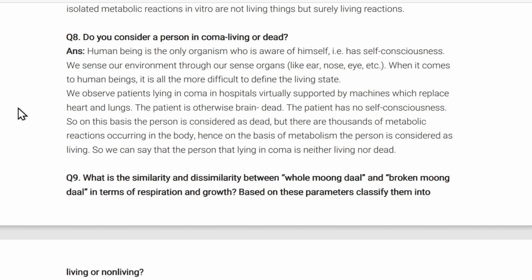We observe a patient lying in coma in hospital virtually supported by machines which replace heart and lungs. The patient is otherwise brain dead. The patient has no self-consciousness. So, on this basis, the person is considered as dead. But there are thousands of metabolic reactions occurring in the body. Hence, on the basis of metabolism, the person is considered as living. So, we can say that the person lying in coma is neither living nor dead.